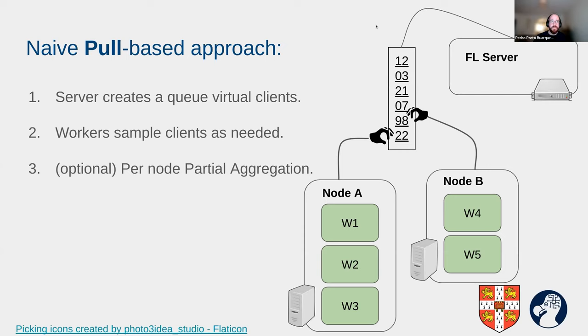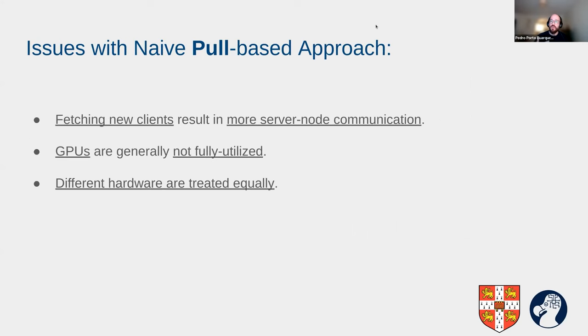So the issues with this are that fetching new clients every time you finish one will incur more server-node communication per round. GPUs, by working this way, will probably not be fully utilized. So you have GPUs with a lot of free memory, especially when they're done with one client and still waiting for the communication. And also, by allowing GPUs, workers and nodes to each sample from this queue, you are basically allowing hardware to be treated equally. And that's not good, because you can end up assigning a very large client to a worker that is not very fast. This, in the end, will hold up the end of your round. You still have some GPUs that are just idle.